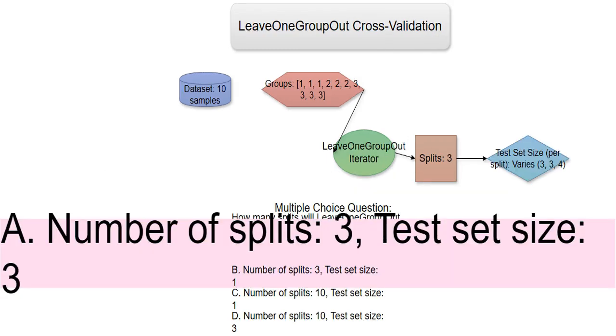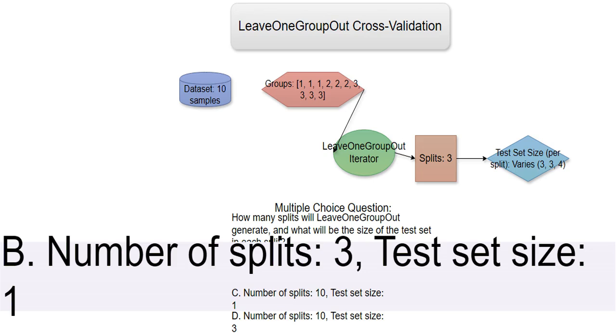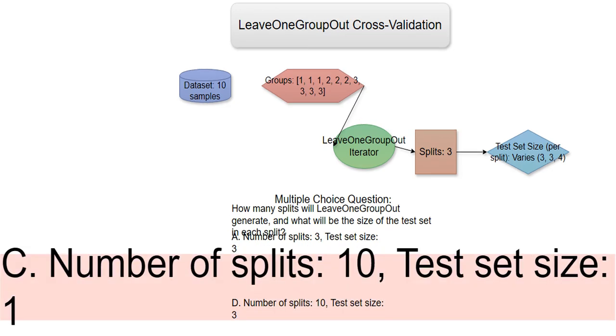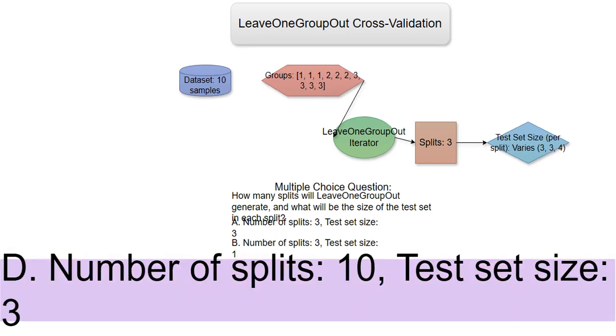Option A suggests 3 splits, but implies all test sets are the same size, 3. This isn't quite accurate, given the varied group sizes. Option B also has 3 splits, but states the test set size is 1 sample. This is incorrect. The test set size varies among the splits. Option C incorrectly states that there are 10 splits. There's 1 split per group, not per sample. Similar to option C, option D also claims 10 splits, which is incorrect.